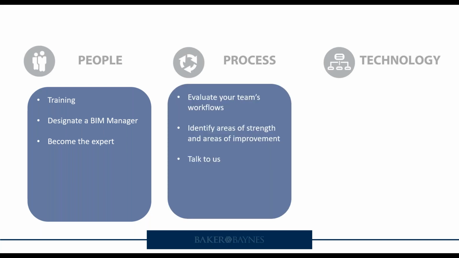Then when it comes to processes, you really sit down and evaluate your team's workflows. When you do this, identify where the areas of strengths are and where there are areas of improvement. If you know that the team typically takes a long time to complete a particular task, that is a good place to start and see what you can do to improve your efficiency. When you identify your strengths, you can start to think about what it is that makes us really good at performing this task, and then extrapolate that into some of your other areas of improvement.